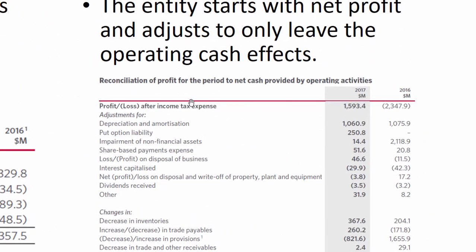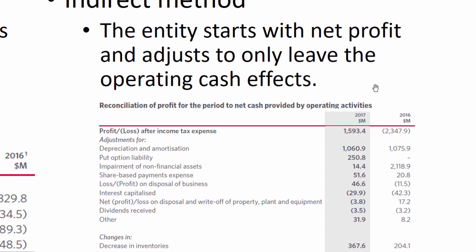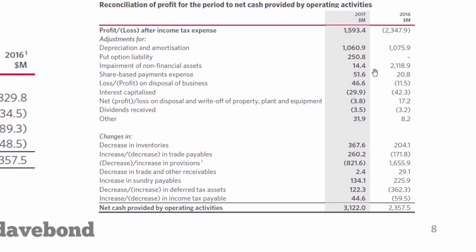So I'll zoom in a little bit here. We start with net profit, and in this case, their profit after income tax expense was $1.59 billion. And what we do then is adjust for a number of non-cash effects. The main adjustments we see are depreciation and amortization, so that gets added back. A whole range of other adjustments take place, including adjustments for any gains or losses. And then we also adjust for changes in current assets or current liabilities. So in this case, there have been changes in inventories, payables, provisions, various receivables, and so on. And we'll look at why that is in a few moments' time when we do this in detail.